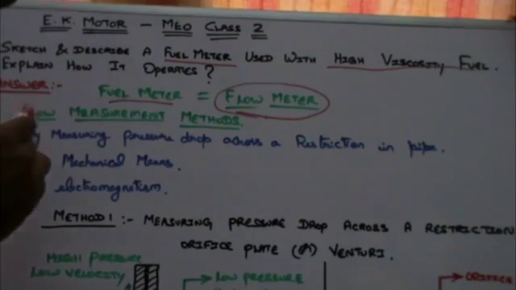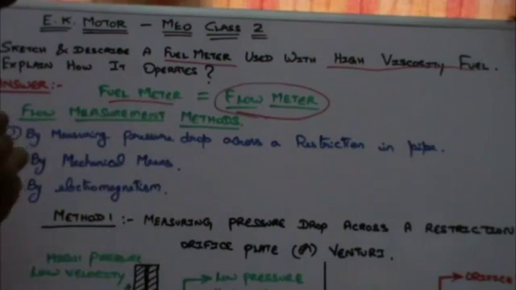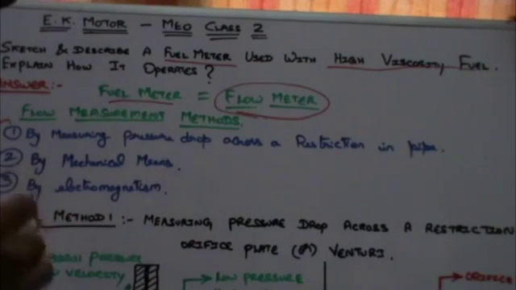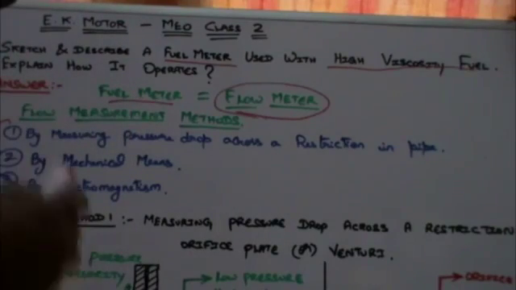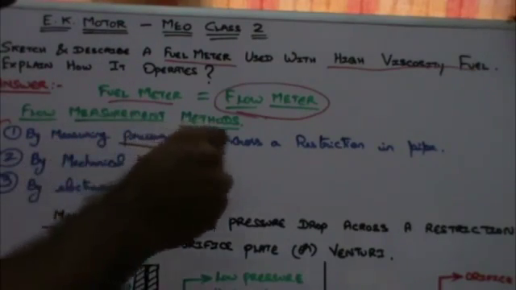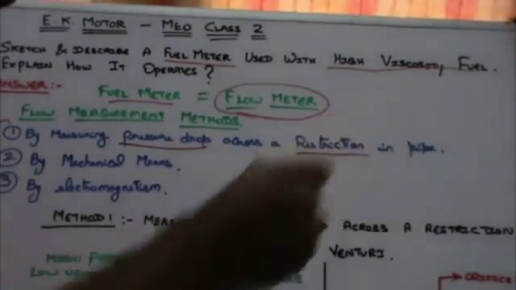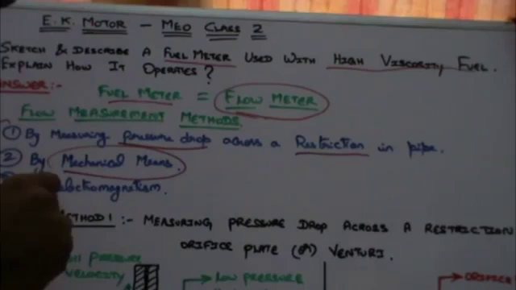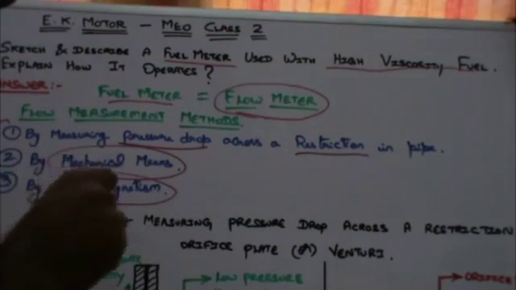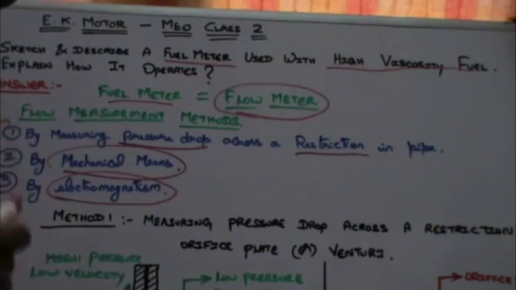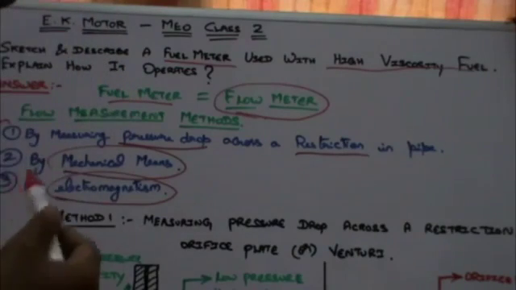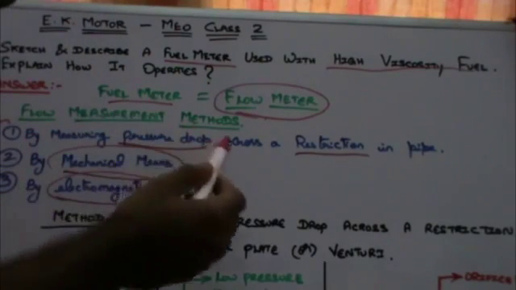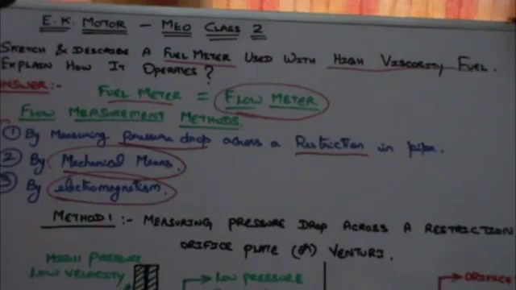Now let's see the flow measurement methods. There are three basic methods of flow measurement. Number one, by measuring the pressure drop across the restriction in a pipe. Number two, by mechanical means. And number three, the recent electromagnetic types. Let's now understand the first method, by measuring the pressure drop across a restriction in a pipe, which is either an orifice plate or a venturi pipe.